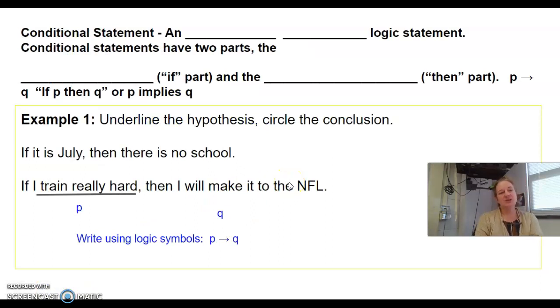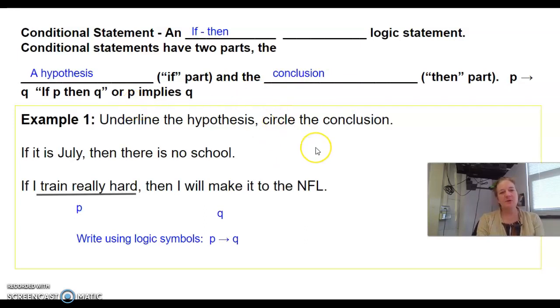The next page, now we're going to talk about conditional statements. Okay, so that's at the top of the second page. A conditional statement is an if-then logic statement. Conditional statements have 2 parts, and we looked at this in our warm-up. A hypothesis is the if part, and the conclusion is the then part. And the way we write this in math, because mathematicians are lazy, we don't write the whole sentence every time. We write P as the hypothesis, not hypotenuse, sorry. P is the hypothesis, and Q is the conclusion.